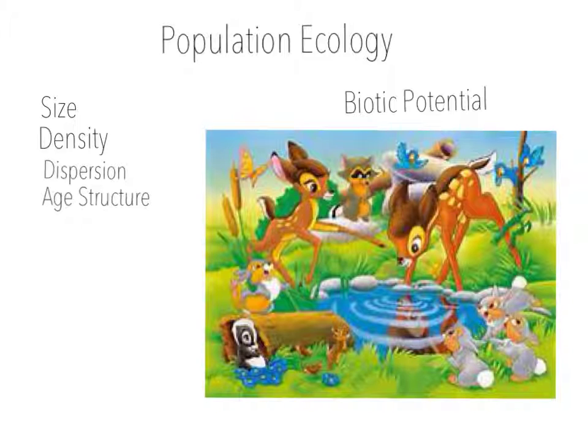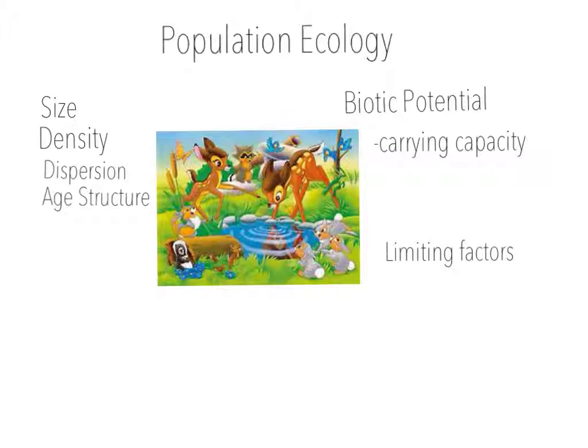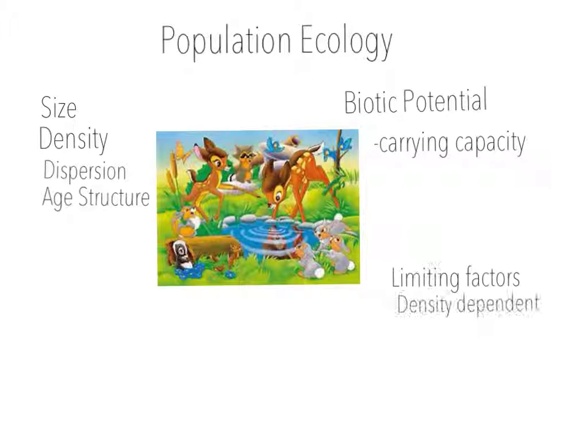Age structure defines how many animals there are per age group. Biotic potential is the maximum growth rate in an environment with ideal conditions for living. Carrying capacity is the highest number of individuals that a habitat can sustain. There are also limiting factors which keep a population from reaching its biotic potential.